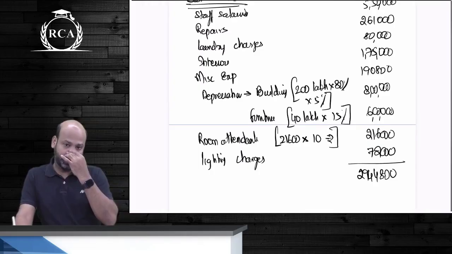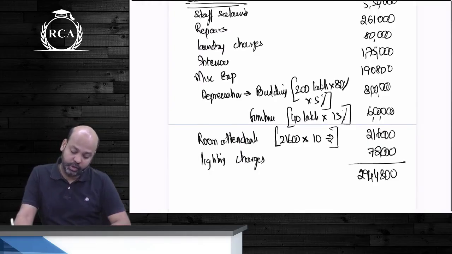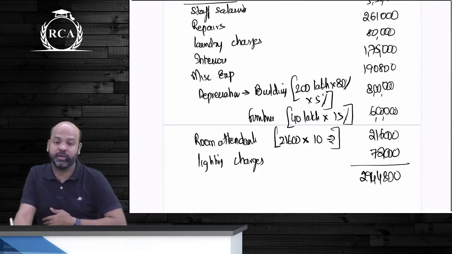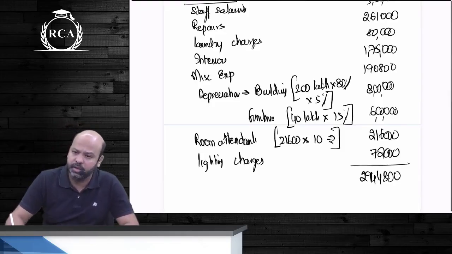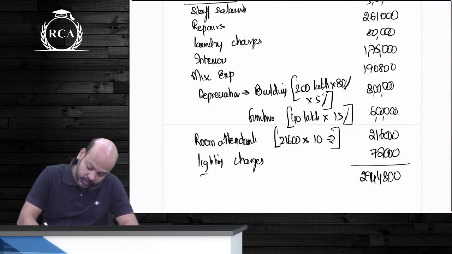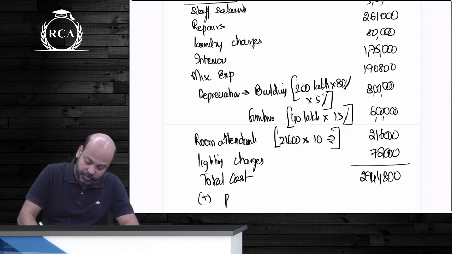Depreciation we have calculated, guys. Room attendance salaries beta is 10 rupees per day, and lighting charges we have computed it to be 72,000. Done? Continue. Add the amount of profit markup, beta.